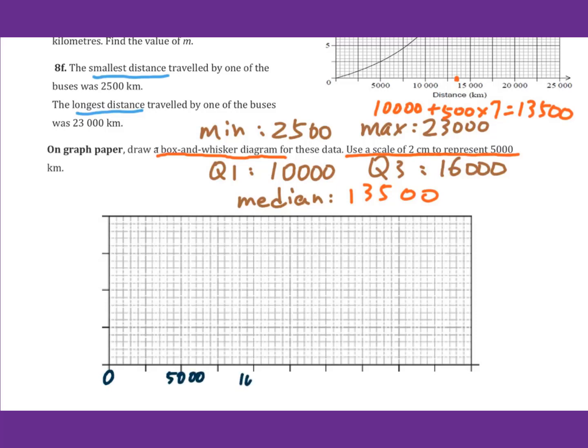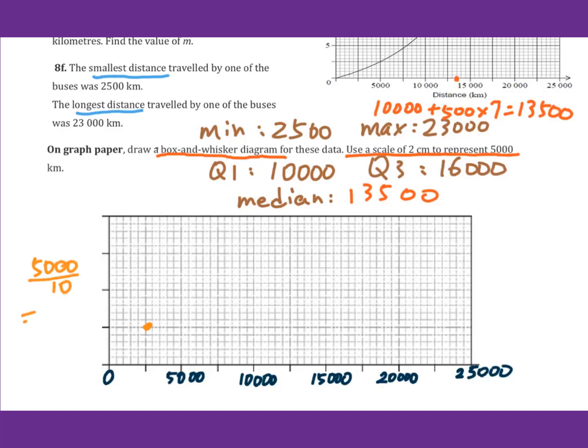Now you will label this as 0, 5,000, 10,000, 15,000, and 20,000. Then 25,000. Minimum value, that's 2,500. So it's here. Maximum, that's 23,000. Let's talk about the scale.